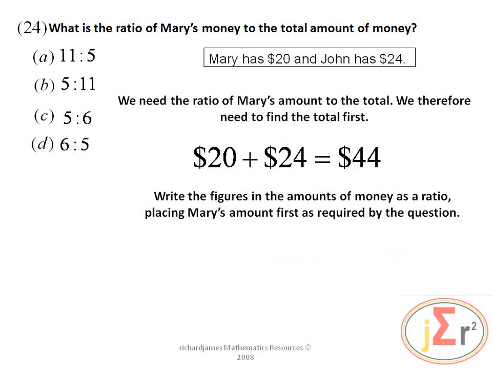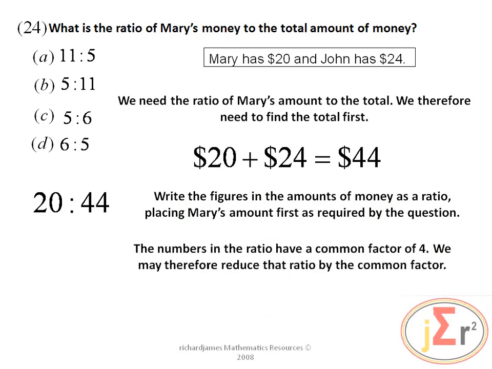Write the figures in the amounts of money as a ratio. Of course, it says Mary's amount to the total amount. Therefore, Mary's amount will go first as required by the question. The numbers in the ratio again have a common factor of 4. We may therefore reduce the ratio by the common factor. 4 into 20 is 5. 4 into 44 is 11. The correct answer is option B, 5 to 11.